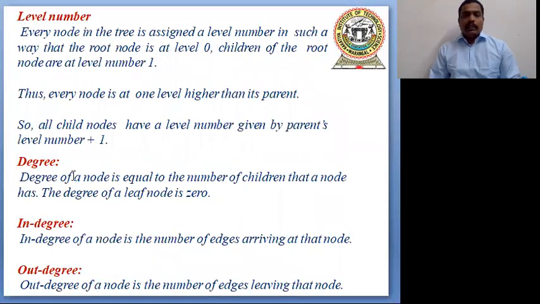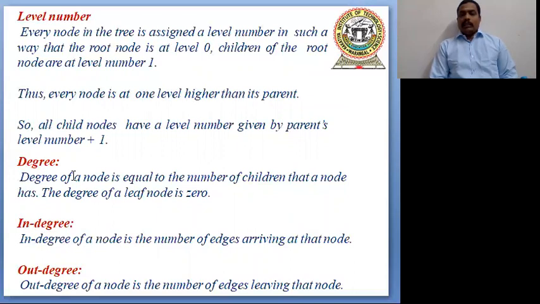And then degree. What is degree? Degree of a node is equal to the number of children that a node has. The degree of a leaf node is 0, we know that, but some of the nodes have children. So that is the degree of the particular node. How many children are there? That is the degree of the particular node.